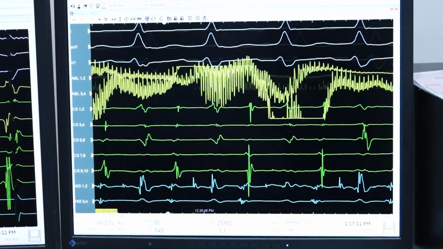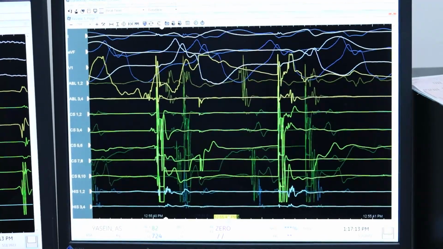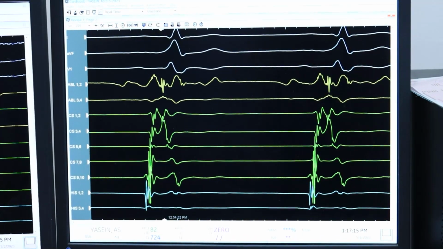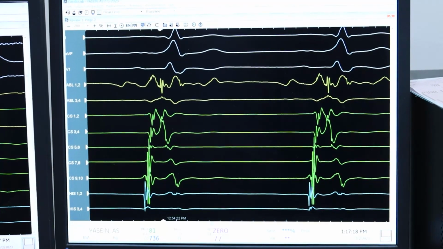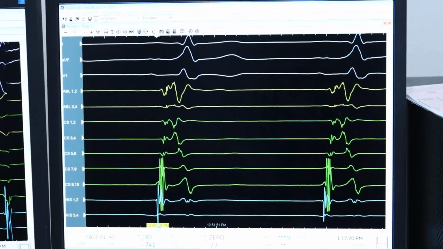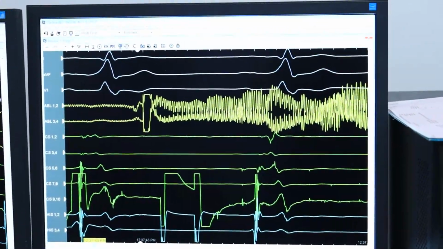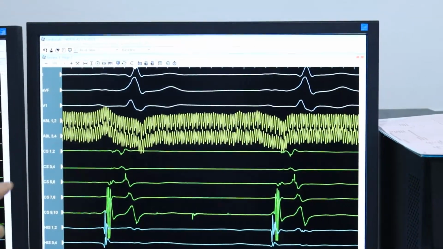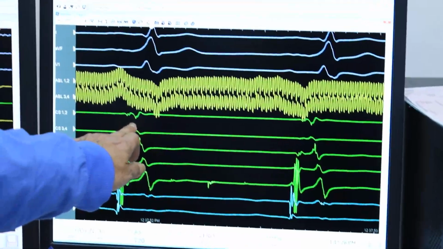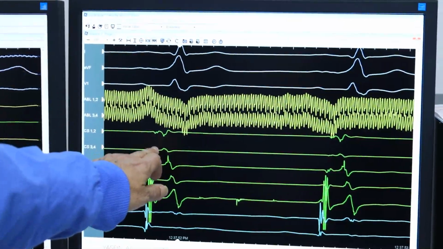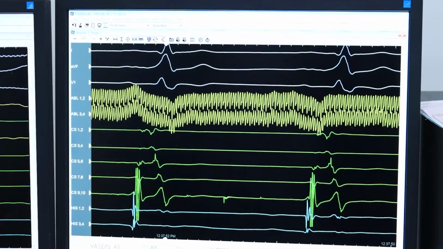And then the tachycardia stopped. Before we introduce the ablation catheter, we saw that the pre-excitation is very well seen at CS 1 and 2. So this is a left lateral accessory pathway.